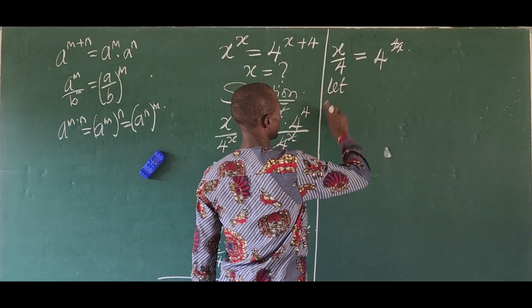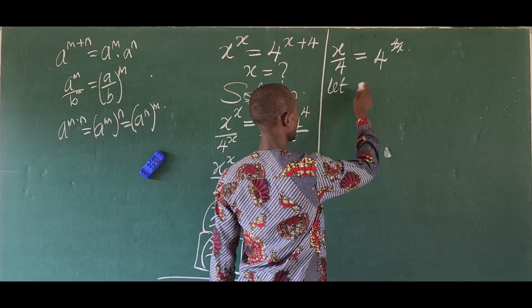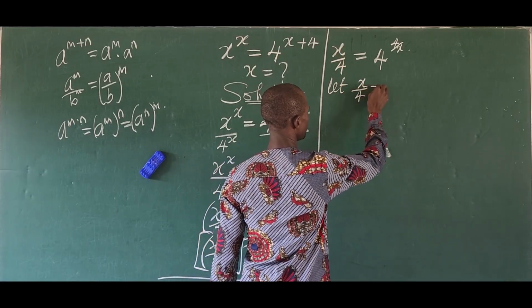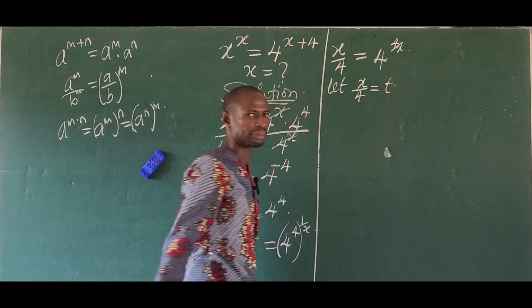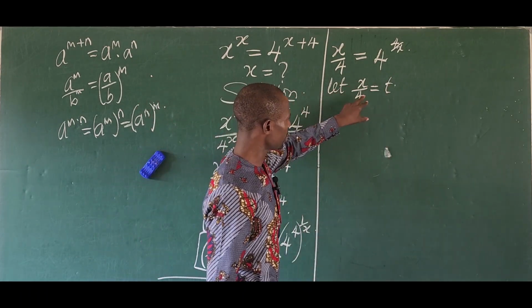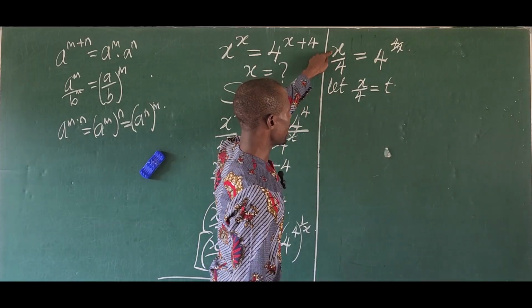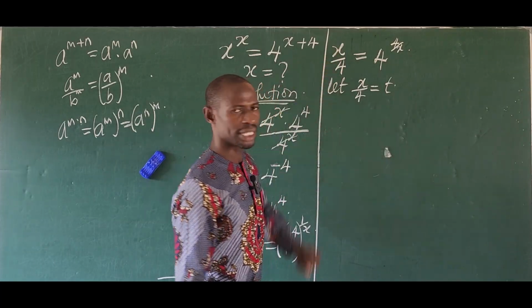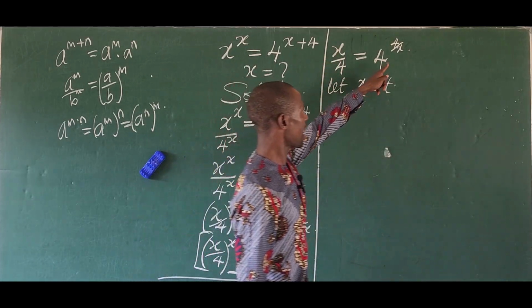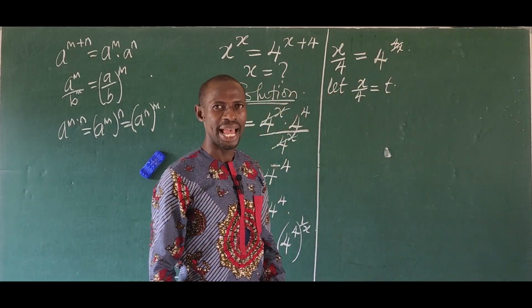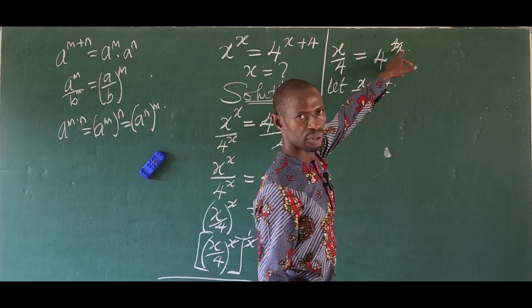Let's take t, okay? Let x all over 4 be equal to t. Look at the relationship between this and this power here. The x here is at the numerator and 4 is at the denominator. But here we have 4 at the numerator and x at the denominator. And so this is more or less a reciprocal of this.